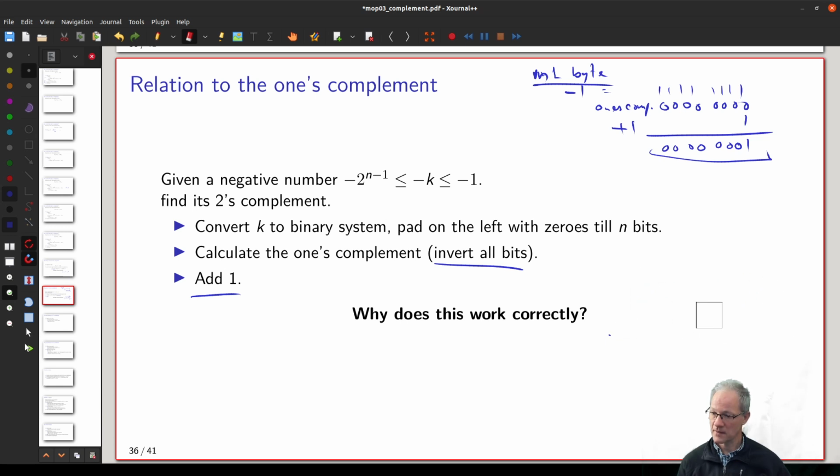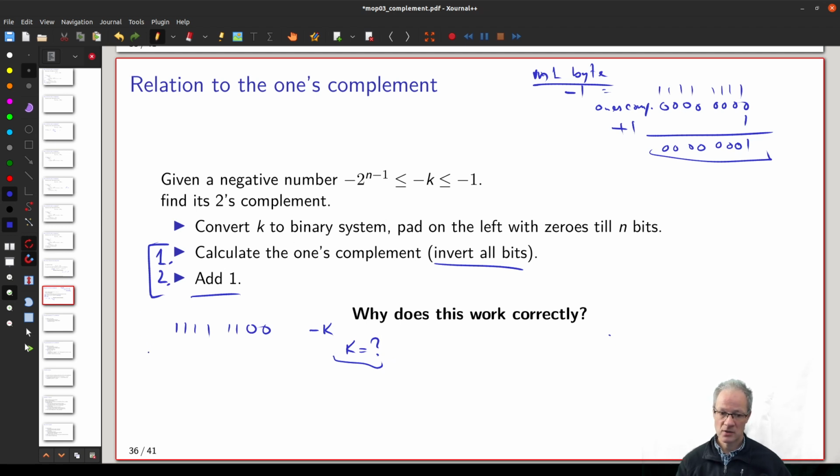Okay, so let me do it once again. What I'm doing is I'm following these steps, this is 1 and this is 2. What if I start with the number 1111 1100, and the purpose is to find if this is a minus k in 2's complement. So then what is k? That's the purpose of the algorithm, to convert from a negative number in 2's complement to a positive, to figure out what the value of it is.